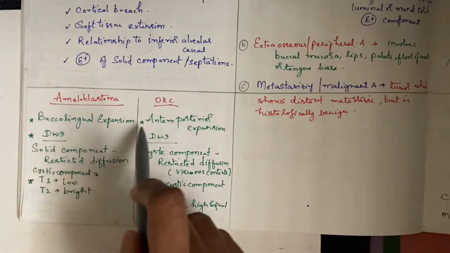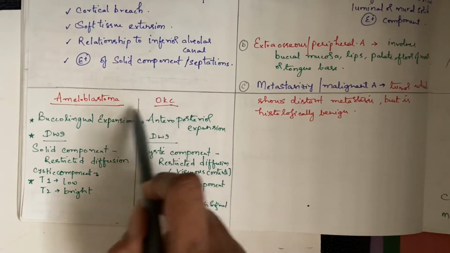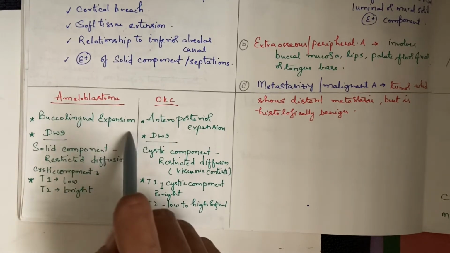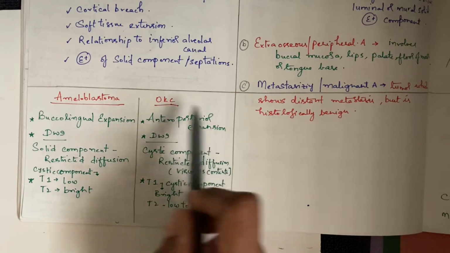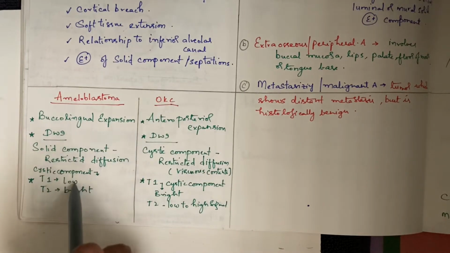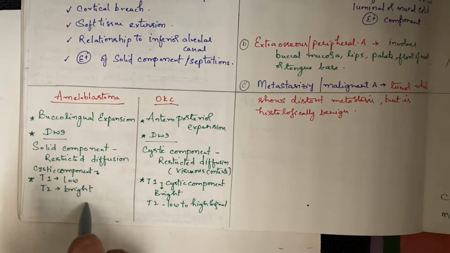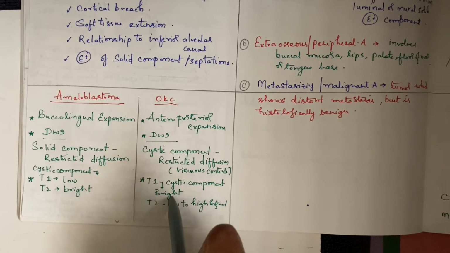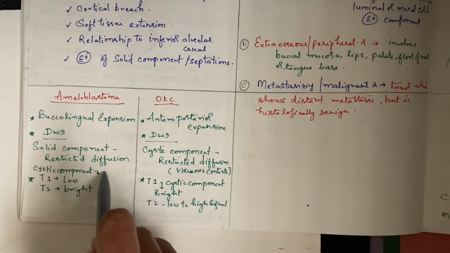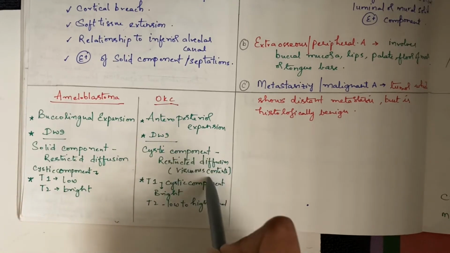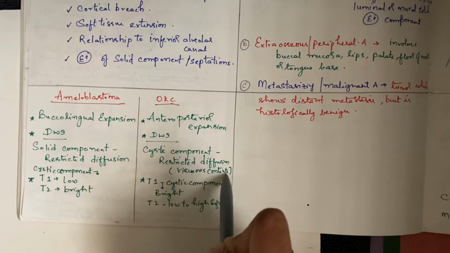One of the differential diagnoses is odontogenic keratocyst. In ameloblastoma there is buccolingual expansion. In odontogenic keratocyst there is anteroposterior expansion. Normally the cystic component is T1 low and T2 bright, but here the cystic component is T1 bright and T2 low to high signal. The solid component shows restricted diffusion. In the cystic component there is restricted diffusion due to viscous contents.